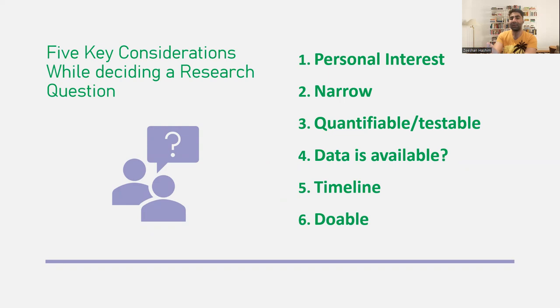For example, if you choose a research question which is not your personal interest, then you will be bored after some time. You will not like working on it. The reason is that you will not have personal interest in pursuing that research question, so you can't work on it for a longer period of time. In the dissertation or thesis, you work for 4 months or 6 months, and you will need to review what you have written.